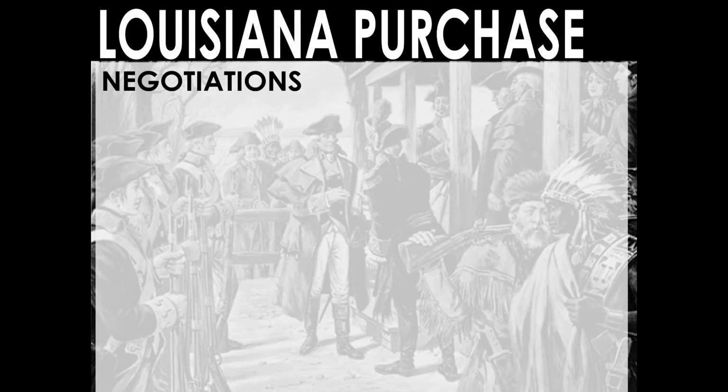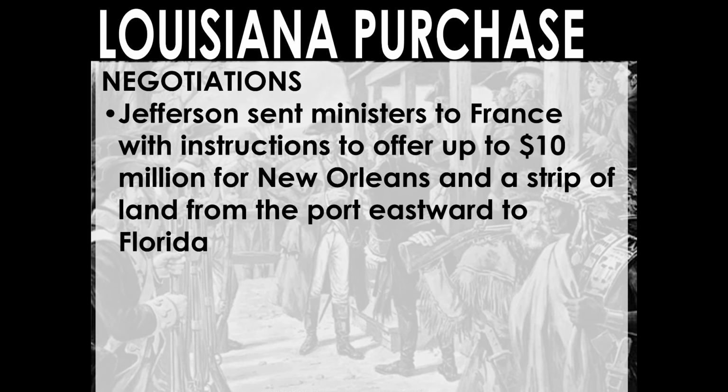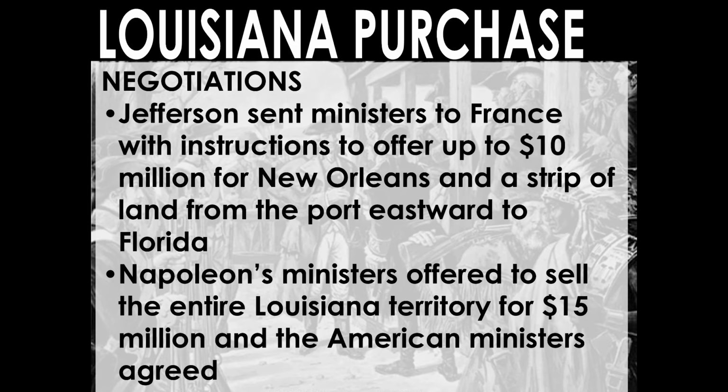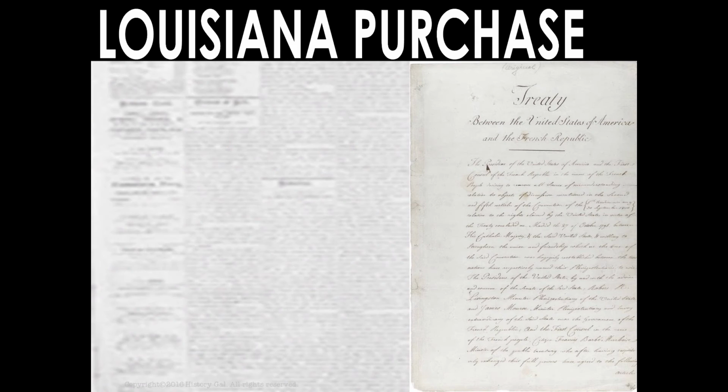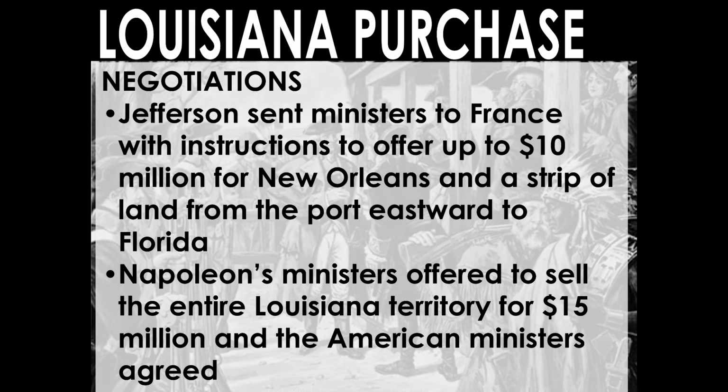So here was the negotiation. This is how it went down. Jefferson sent ministers to France with instructions to offer $10 million for New Orleans and a strip of land from the port eastward to Florida. Napoleon's ministers offered to sell the entire Louisiana Territory for $15 million, and the American ministers agreed. So I would say we got duped in this deal, because we were offering $10 million, and Napoleon was like, well, I'll give you $15 million for it.